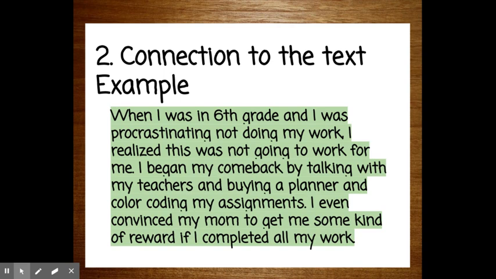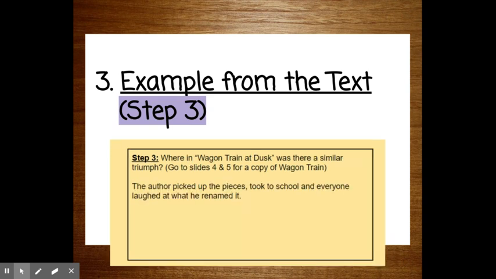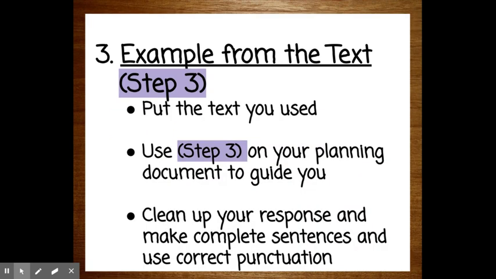So step 3, this is the final step, and this is where you pull an example from the text. So where in the Wagon Train at Dusk was there a similar triumph? So I put the author picked up the pieces, took it to school, and everyone laughed at what he renamed it. So again, you need to put the text you used. So the text that we are going to use is the Wagon Train at Dusk. You use step 3 on your planning document to help guide you, and then you clean up your responses and make complete sentences and use correct punctuation.